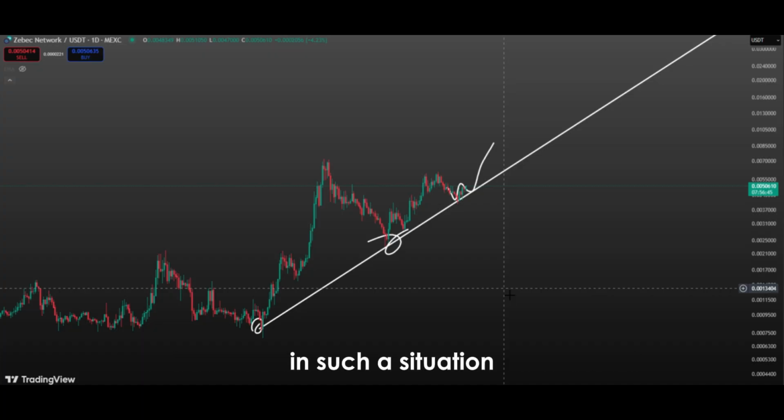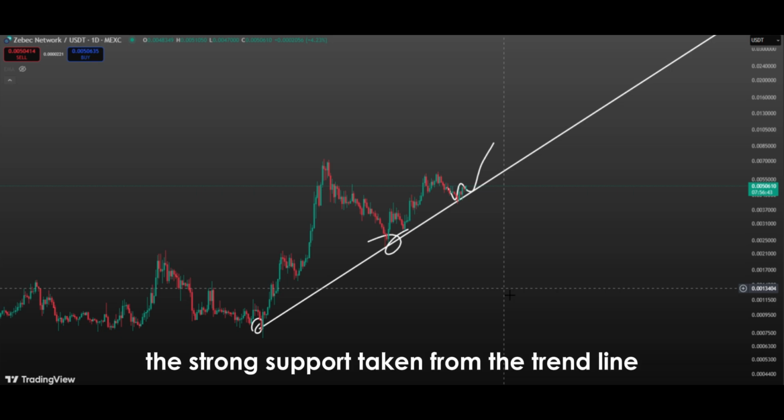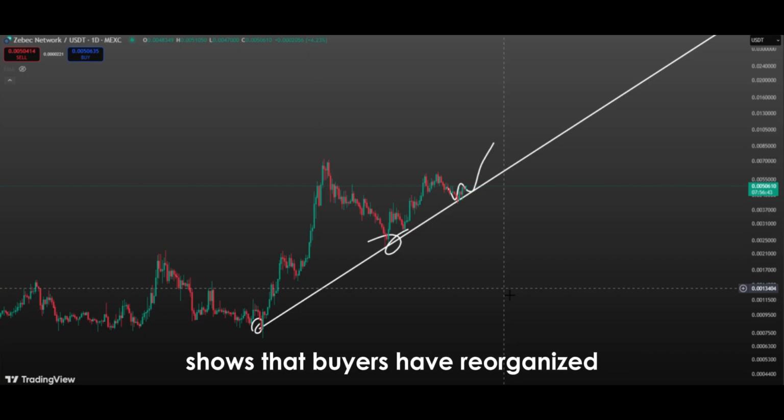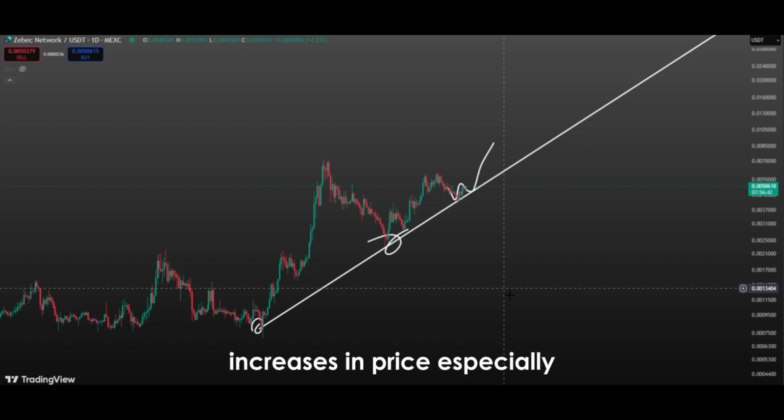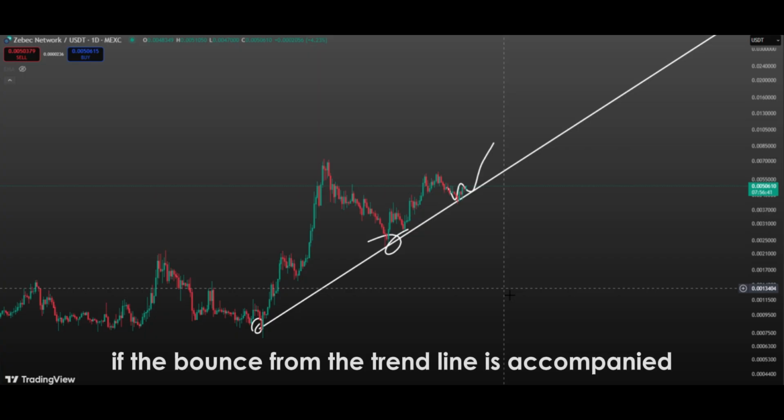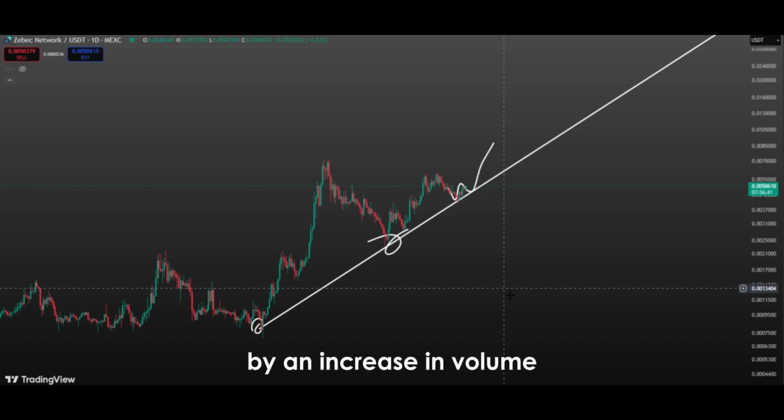In such a situation, with the beginning of an upward move, it is also quite likely that the price will head toward new highs. The strong support taken from the trend line shows that buyers have reorganized and regained control over the market. This supports both short-term and medium-term increases in price. Especially if the bounce from the trend line is accompanied by an increase in volume, it is one of the signs that this upward move will be stronger. A bounce with high volume is usually a precursor to lasting rises.